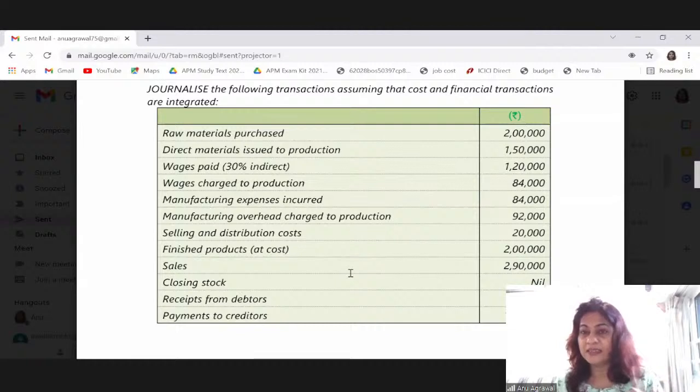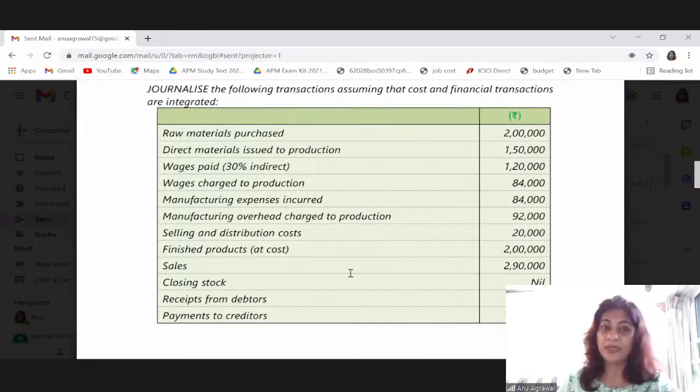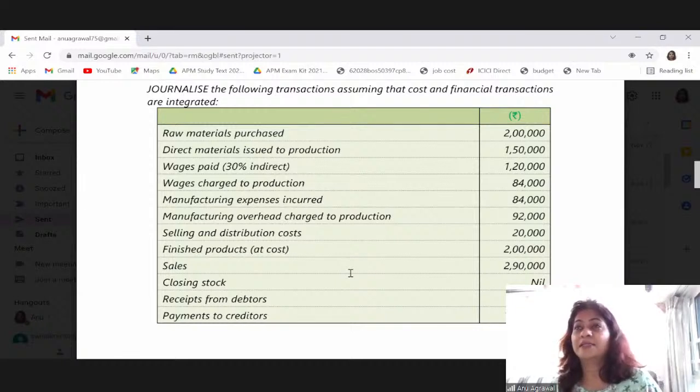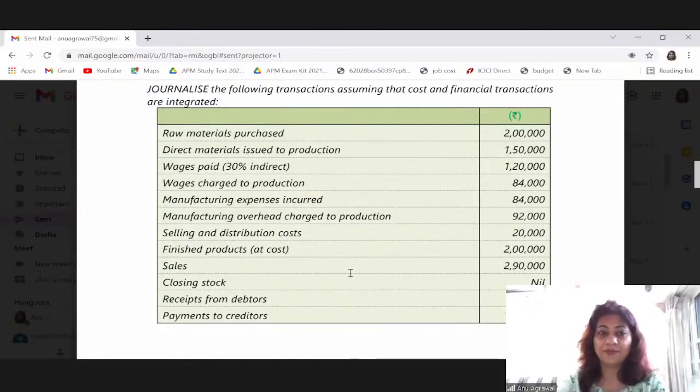Only difference arises between the two is when I'm buying a material or I'm paying the wages or I'm incurring expenses, right? Or I'm returning the goods to the supplier. That's the only time when there is a difference in accounting entries of integrated and non-integrated account. So that's a summary of whatever we have studied.